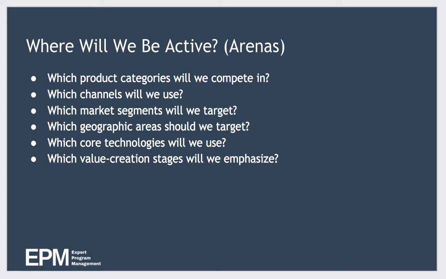So the first question of the strategy diamond an organization must answer is, where will we be active? Now, the mistake many organizations make here is to be really generic. So for example, they might say, we want to be the number one consulting firm. But this is more of a vision statement than a strategy. So to avoid this trap, it's really important to be very specific when describing the arenas you will be active in. And you can do this by answering the following questions.